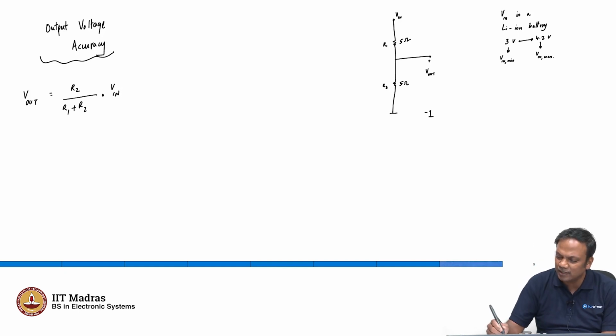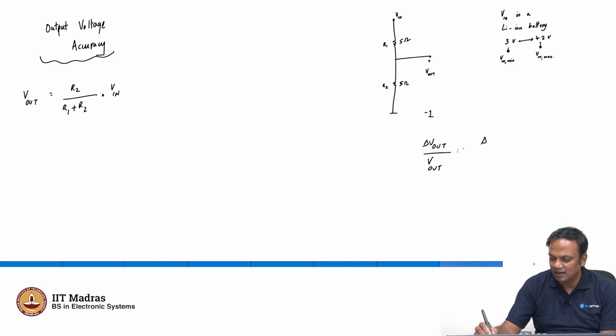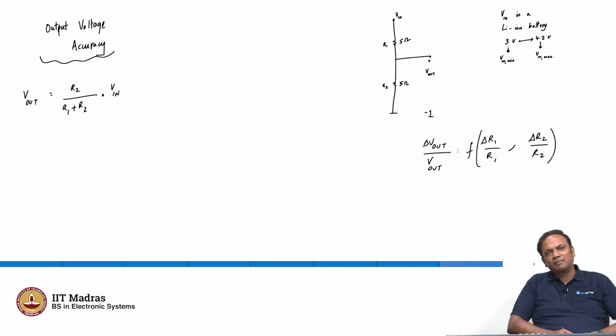So, what we are looking to do is estimate delta V out by V out as a function of delta R1 by R1 and delta R2 by R2. Delta R1 by R1 you can think of as the relative variation of resistance R1, and delta R2 by R2 is the relative variation of resistance R2. We are interested in understanding how delta V out by V out is related to delta R1 by R1 and delta R2 by R2.